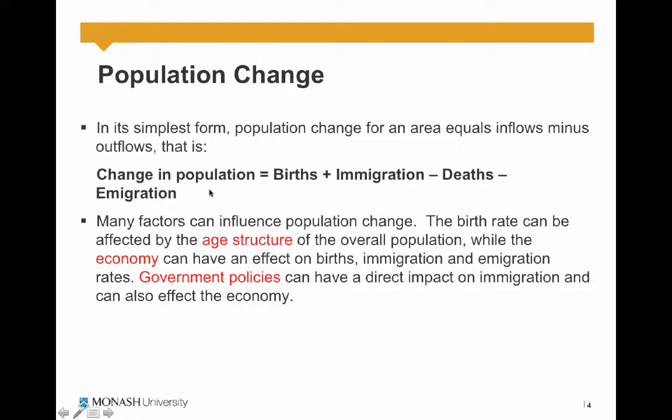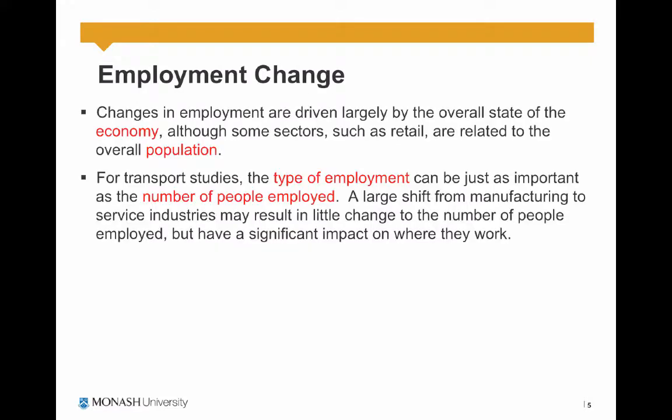Many factors can influence population change. The birth rate can be affected by the age structure of the population. For example, if a country is aging, it will affect the birth rate. The economy can also have an effect on birth, immigration, and emigration rates. Government policies have a direct impact on immigration, which as a result could affect the economy, which is the case in Australia. Employment change is the second most important part in land use modeling.